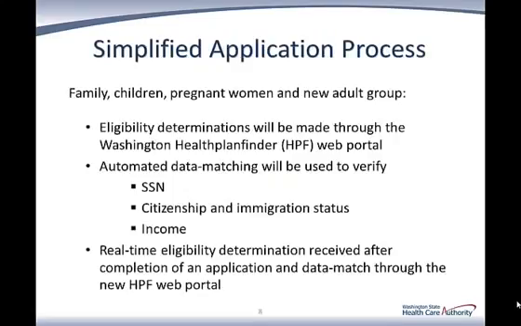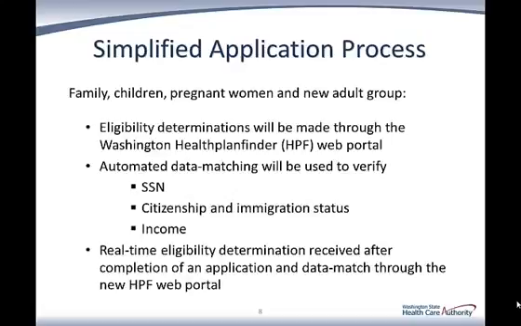The ACA allows for a streamlined and simplified application process for children, pregnant women, families, and the new adult group. Eligibility determinations for these programs will be made through the new Washington Health Plan Finder web portal. Automated data matching will be used to verify Social Security numbers and citizenship through an automated data match with the Social Security Administration. Immigration status will be completed through a data match through Homeland Security. Income data matching will be conducted through the Federal Internal Revenue Service and Washington State Employment Security Department.